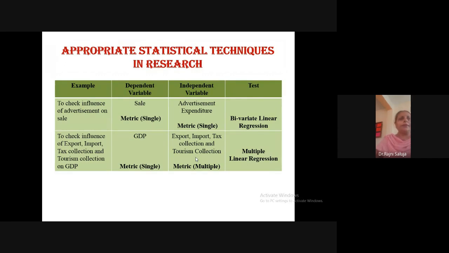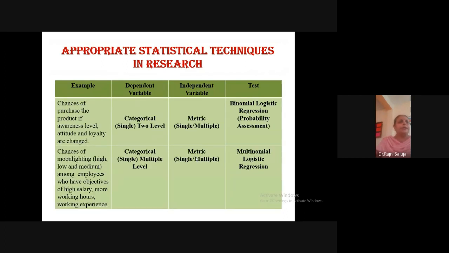To take another example, to check the influence of exports, imports, tax collection, and tourism collection on GDP. In this case, GDP is the dependent variable, and the independent variables are exports, imports, tax collection, and tourism collection. Here it is multiple, so we will apply multiple linear regression. Similarly, to take another example, the chances of purchase of a product change on the basis of awareness level, attitude, and loyalty. Now here the categorical variable is single, but it has two levels. The metric is single and multiple.